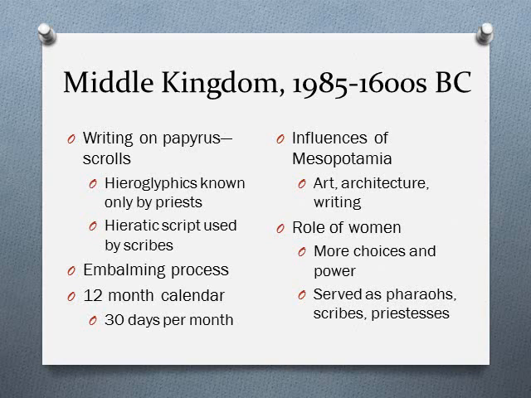They used a 12-month calendar that had 30 days per month. You can see the influences of their interactions with Mesopotamia in their art, their architecture, and their writing. And maybe most uniquely, the role of women in the Middle Kingdom was interesting. Women had more choices and more power than women had in any other society at the time, and they were allowed to serve as pharaohs, scribes, and priestesses with all the same powers and privileges that men in those positions had.